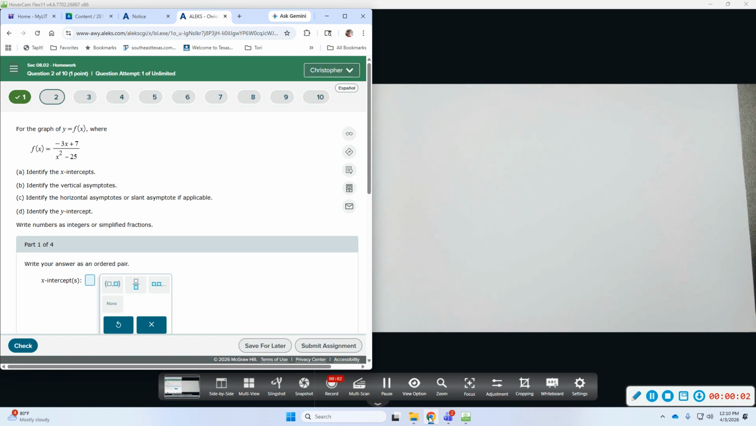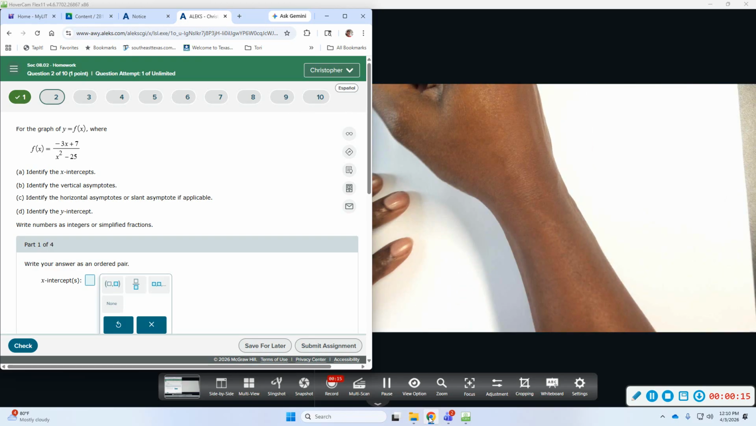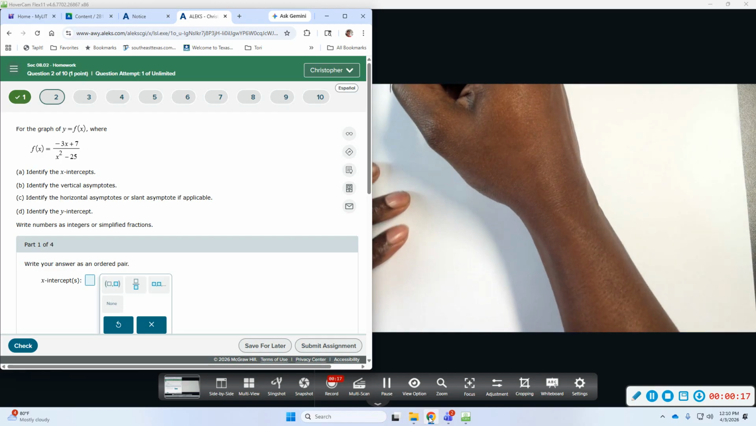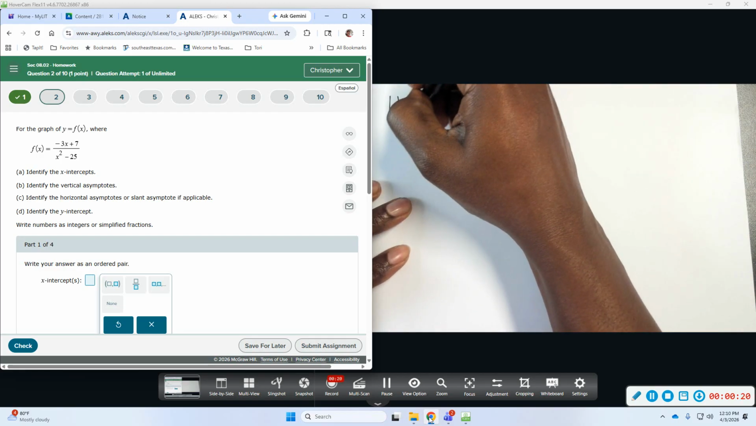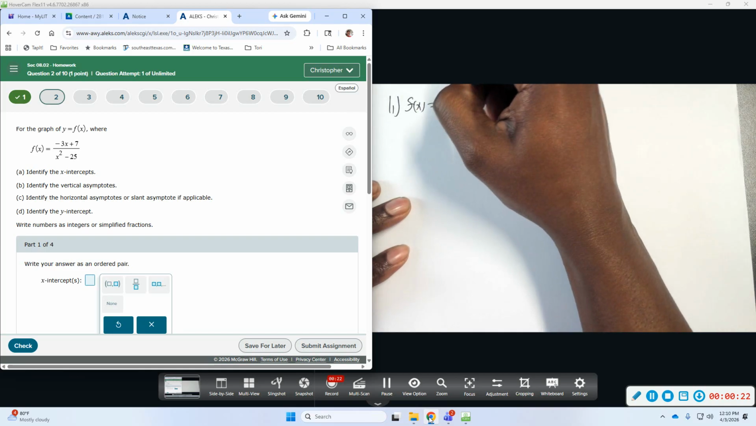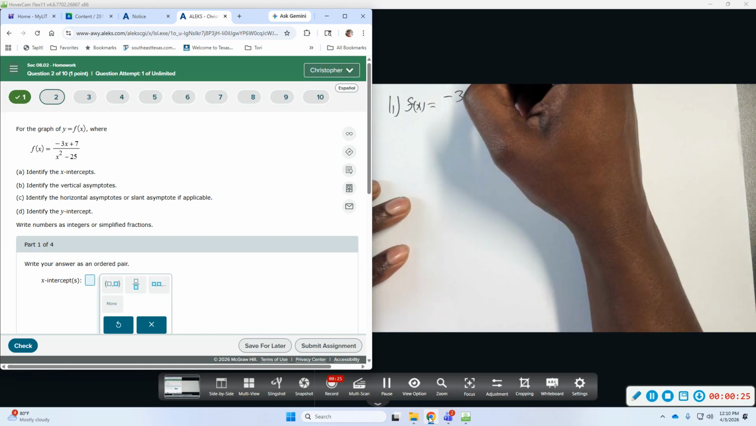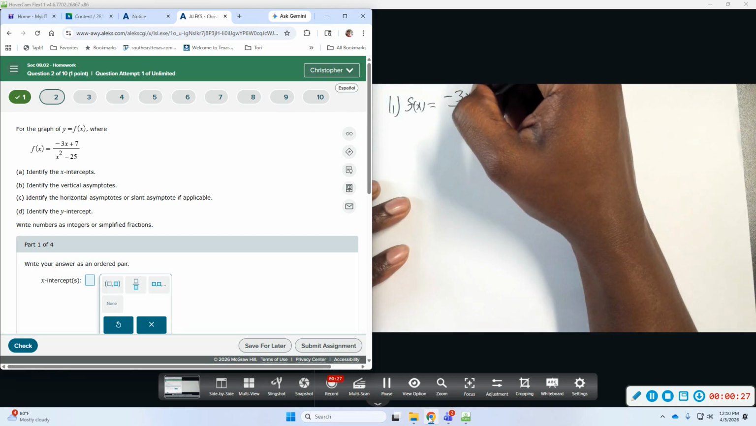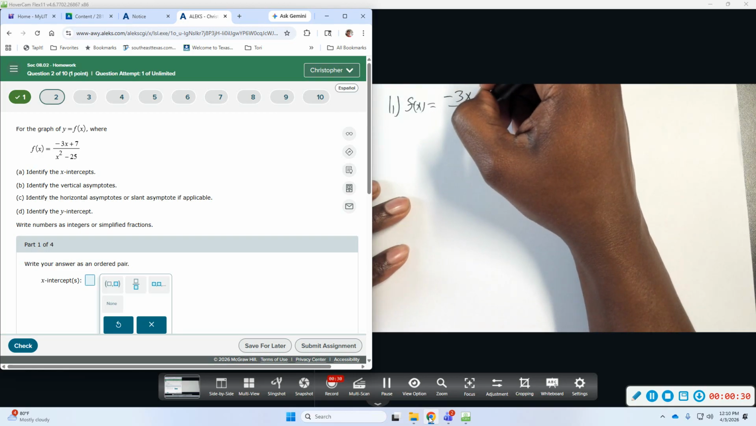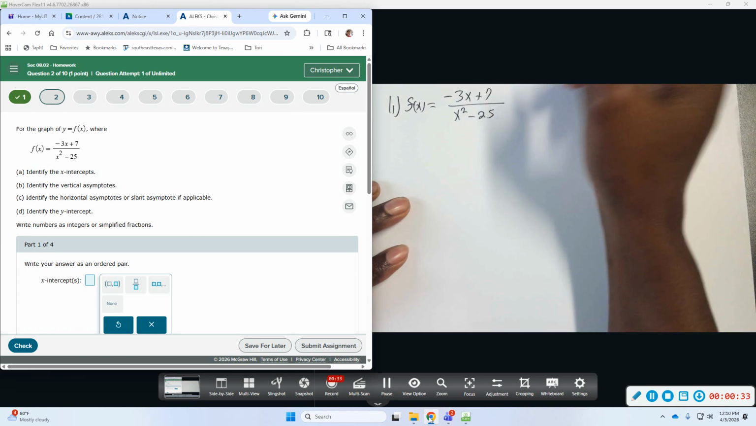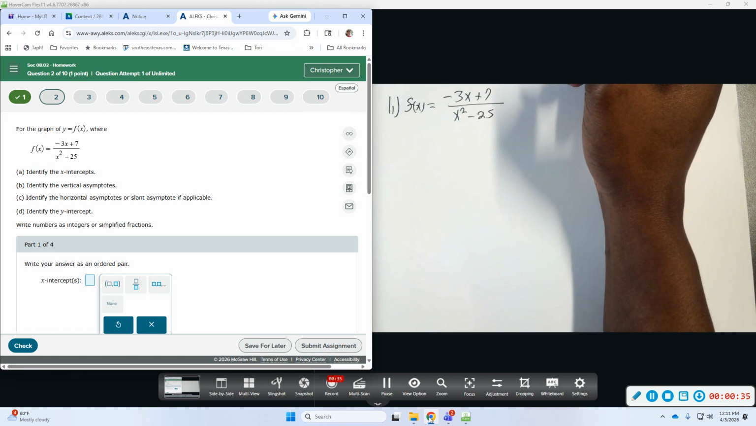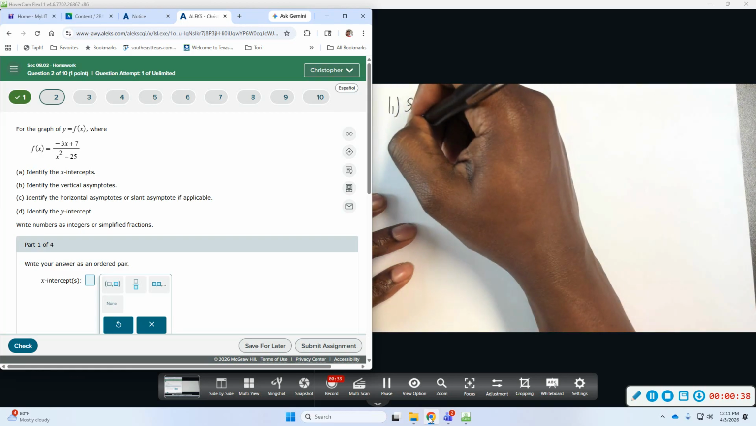All right, number two, for the graph of the rational function, we're going to identify x-intercepts, vertical asymptotes, horizontal asymptote, slant if it's applicable, and the y-intercepts. All right, so to identify the x-intercepts, we're going to have to set this equal to 0.